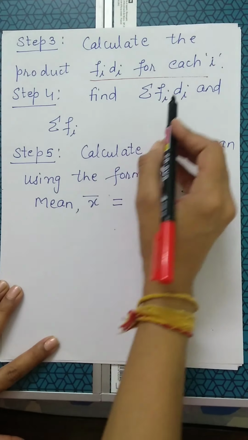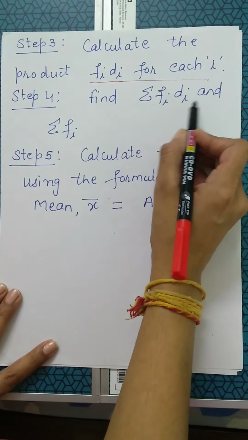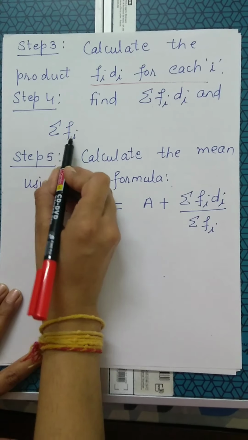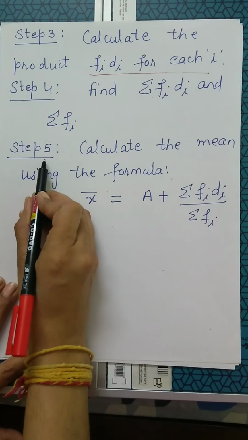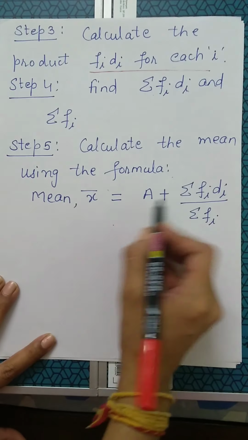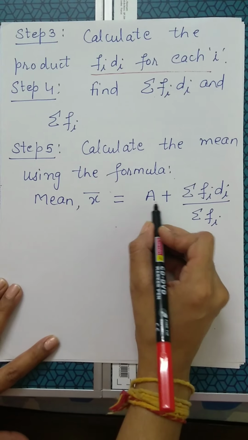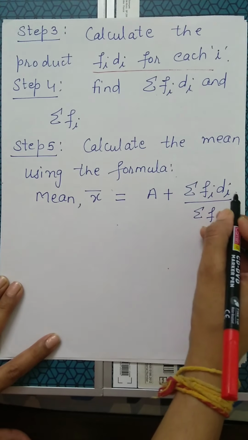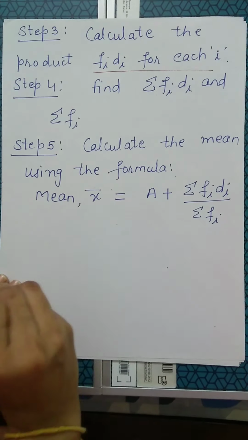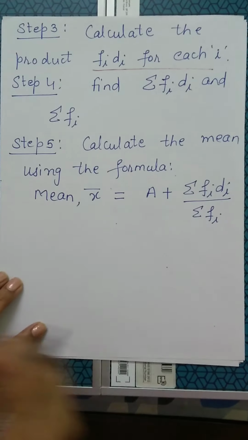Step 4, I'll be finding the summation of fi di and the summation of fi. And step 5, I need to calculate the mean using the formula x bar, that is mean, which is equal to A plus summation fi di divided by summation of fi, where A stands for assumed mean.